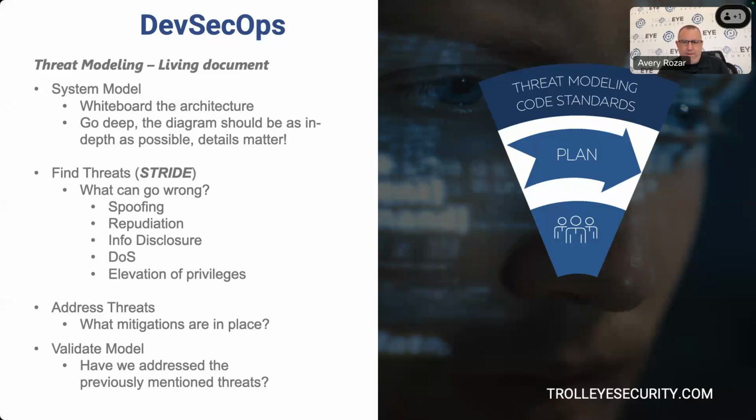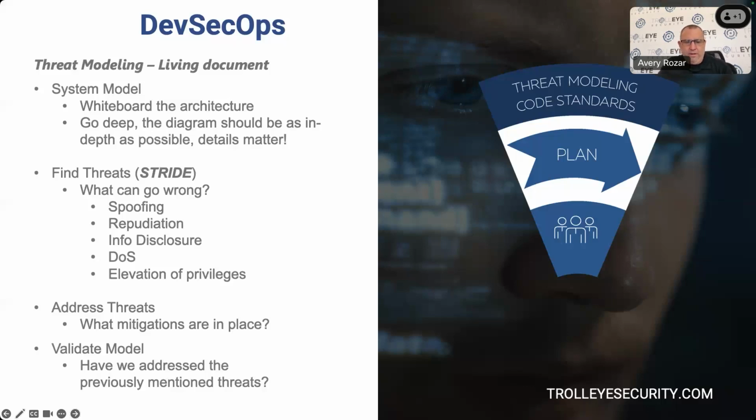Second part is finding the threats. We typically use the STRIDE model, and that stands for spoofing, repudiation, information disclosure, denial of service, and elevation of privileges. Those are the key elements that the security teams are looking to find and answer the questions of. Then after that, you address the threats. What mitigations can we put in place? How do we stop an attacker or monitor for this type of threat? And then next is the validation model, where you're really trying to find out, did we address the threats previously found last time?